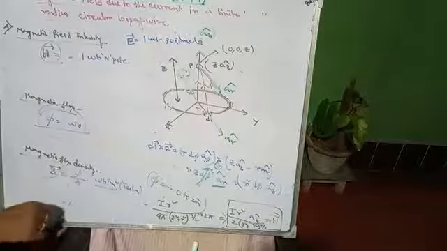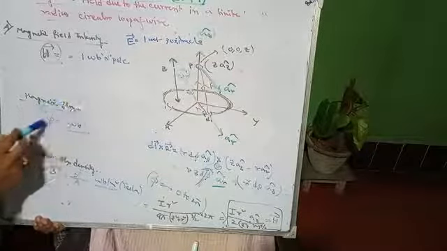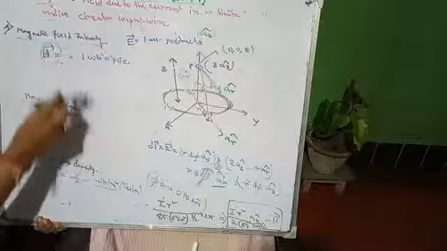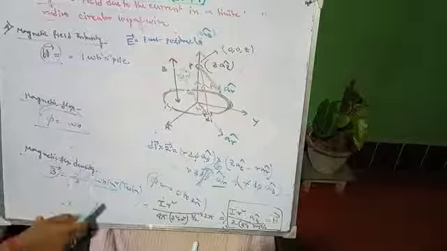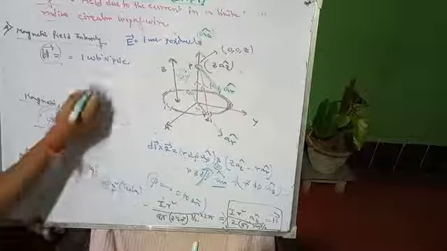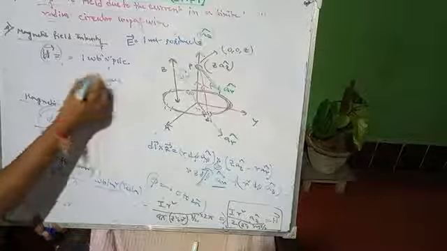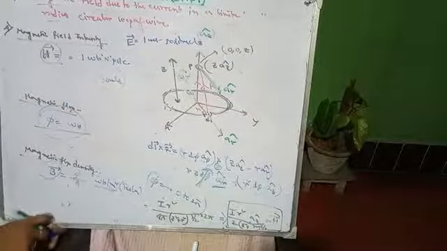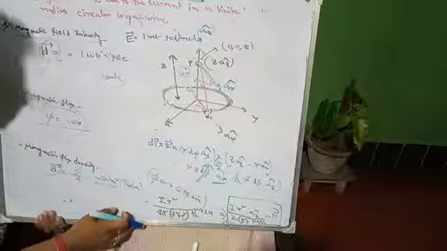Flux density has the unit Tesla, and magnetic flux has the unit Weber, and magnetic field intensity has the unit joule. This unit is very much important for your short questions or MCQ purposes.